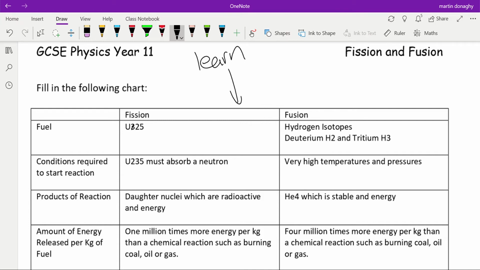Just notice a little typo there, so if you change that in your notes, it is uranium 235. Okay, 235 is the mass number of the isotope we use. It's quite rare. It's hard to mine out of the ground. There's only a certain amount of it. For fusion, however, we use hydrogen isotopes. They're a lot more abundant, but we tend to use deuterium and tritium. I would learn off those words as well and the spelling.